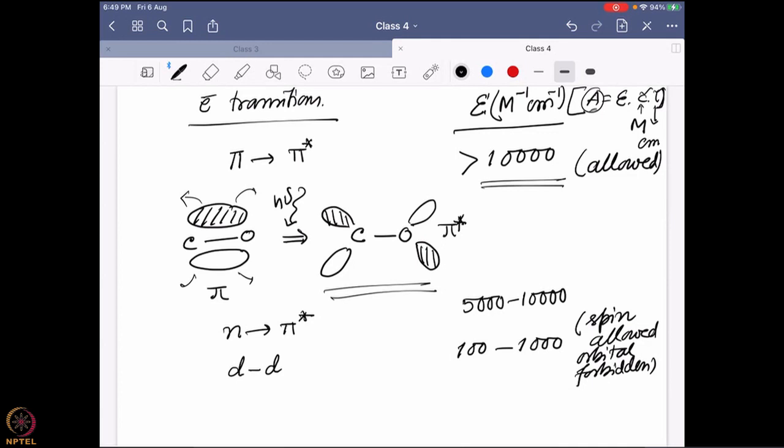The other one can come, d-d transition, but for an example, a Mn2+ high spin system. That means a d5 system. A d5 high spin system, you have a value between 0.1 to 1, or sometimes even go to 10. This is because it is spin forbidden.